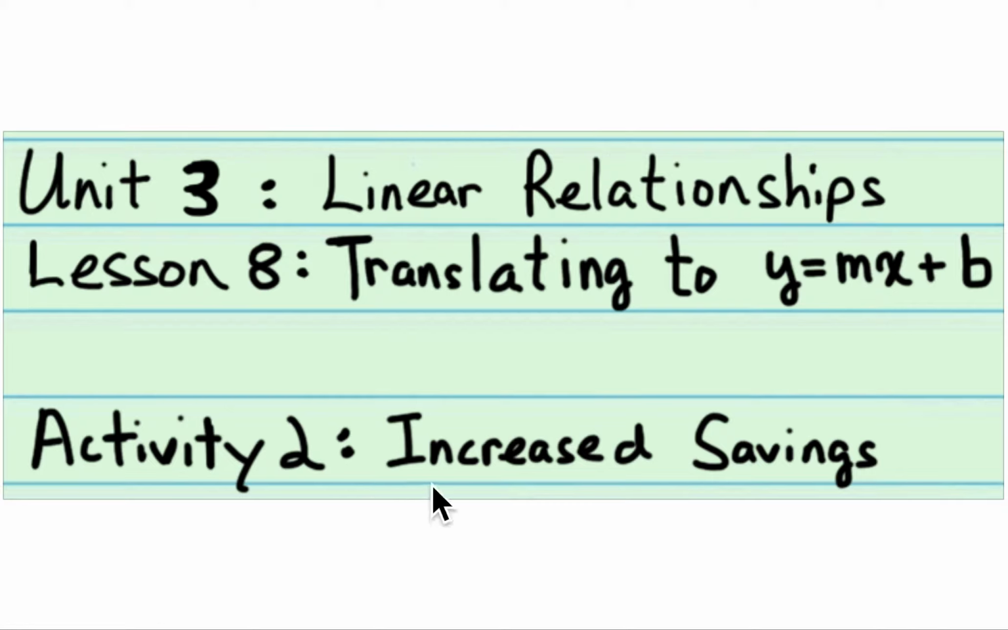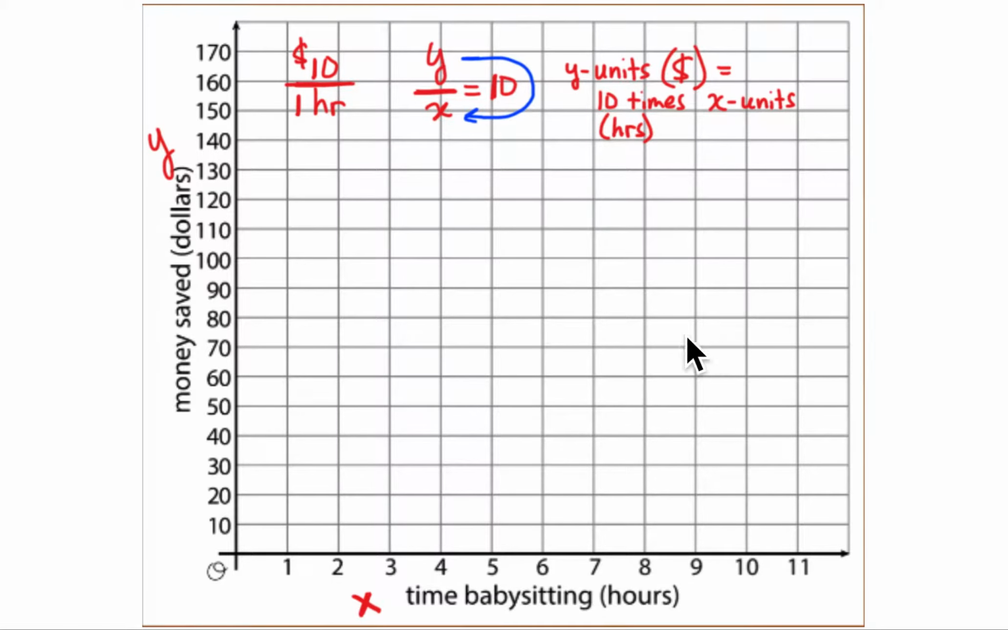This is activity 2, increased savings, and this is in lesson 8 still, translating to y equals mx plus b. And in this problem, Diego is saving some money. He's babysitting to save some money, and so every hour that he babysits, he earns $10.